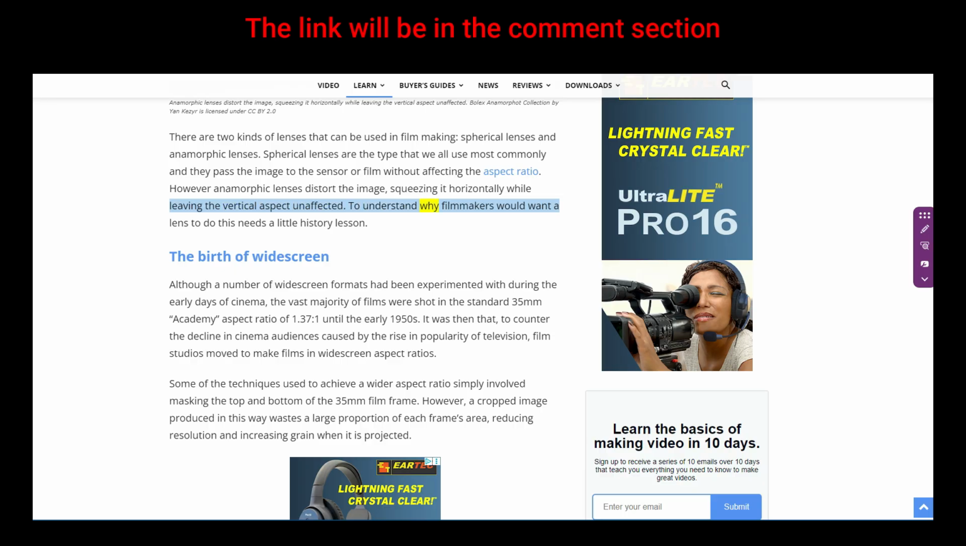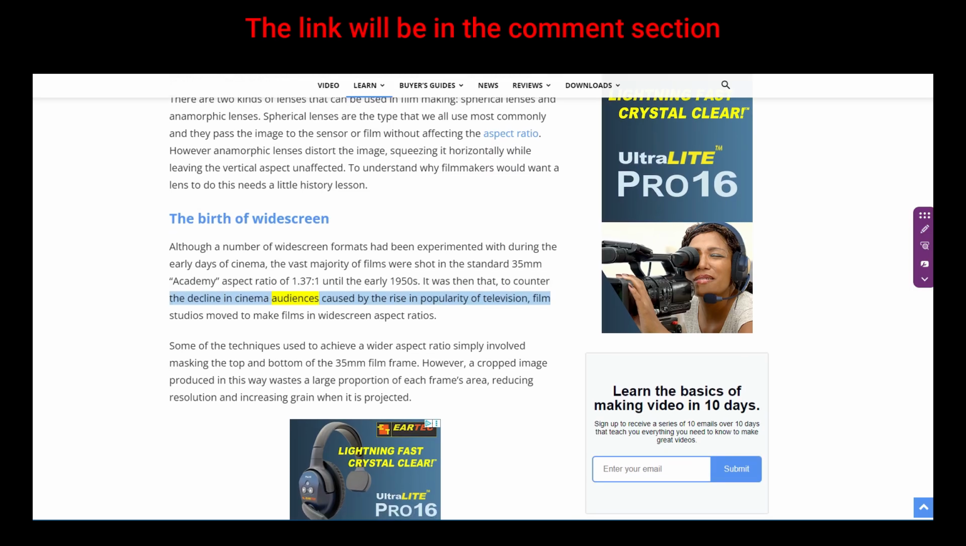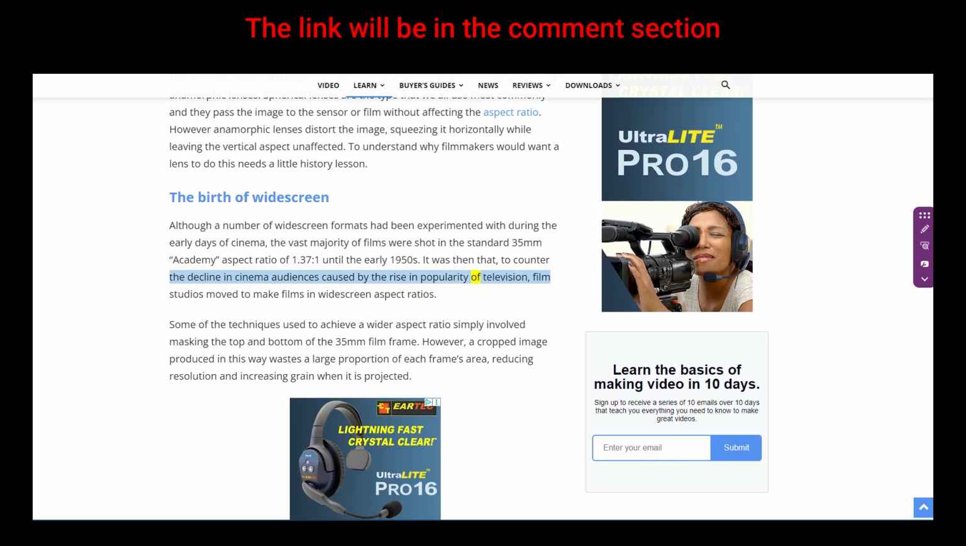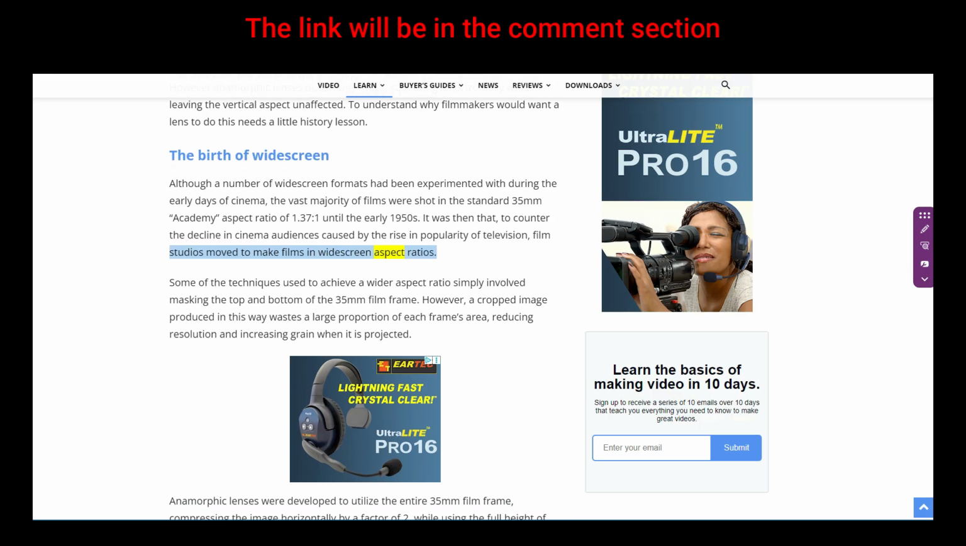To understand why filmmakers would want a lens to do this needs a little history lesson. The birth of widescreen. Although a number of widescreen formats had been experimented with during the early days of cinema, the vast majority of films were shot in the standard 35mm Academy aspect ratio of 1.37:1 until the early 1950s. It was then that, to counter the decline in cinema audiences caused by the rise in popularity of television, film studios moved to make films in widescreen aspect ratios.